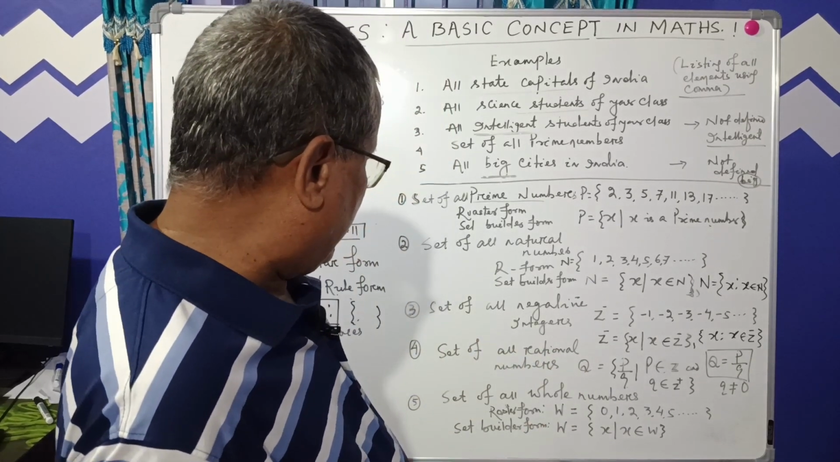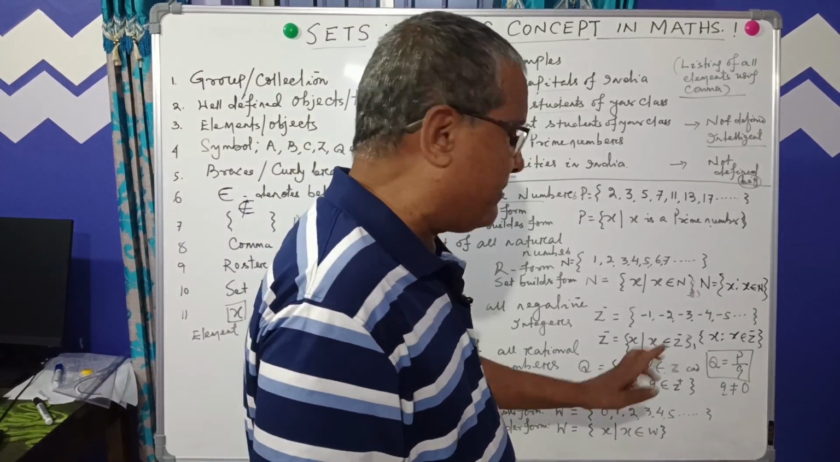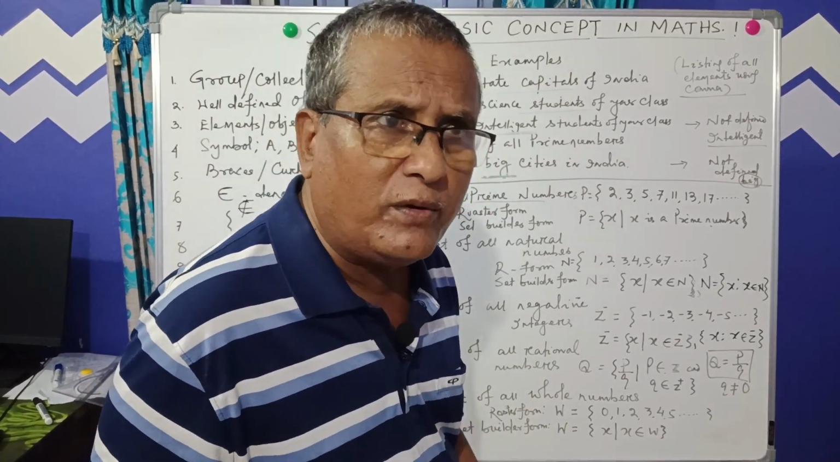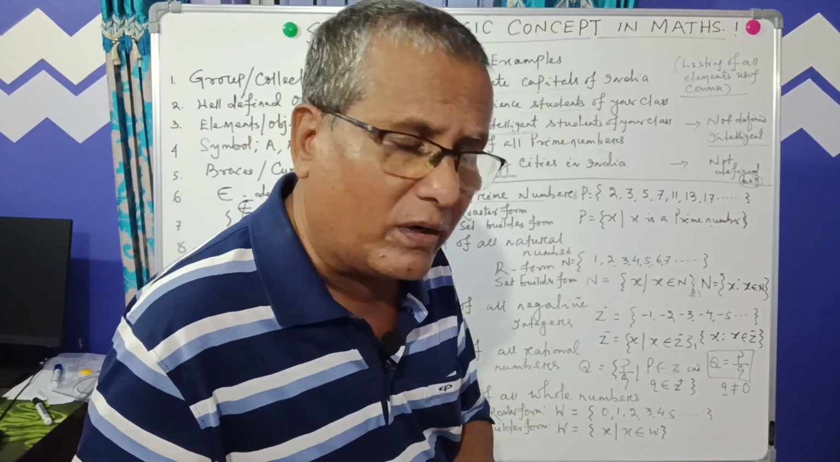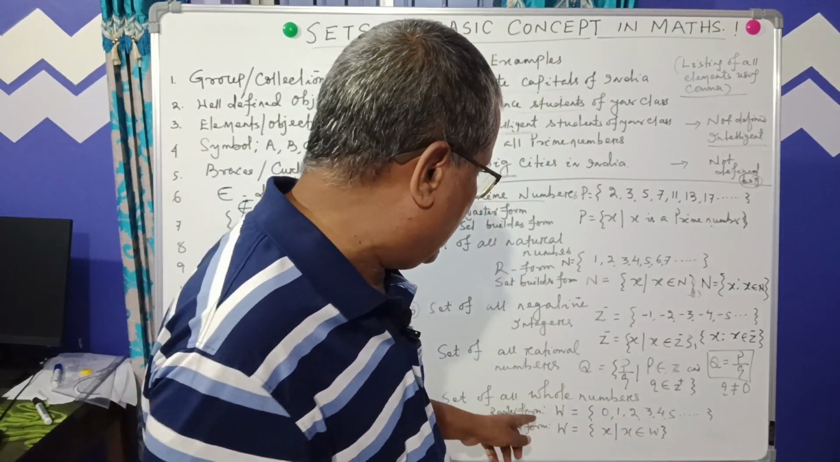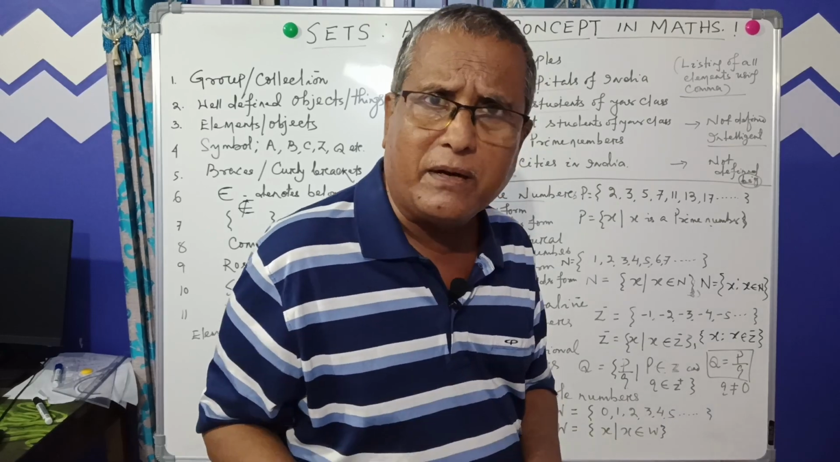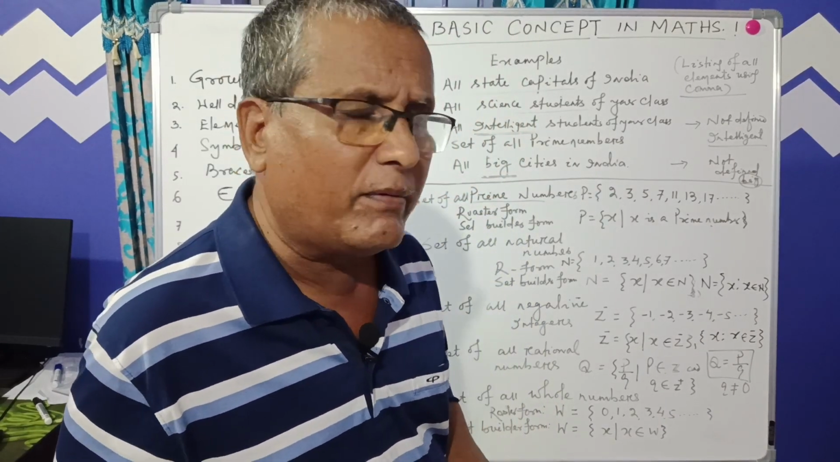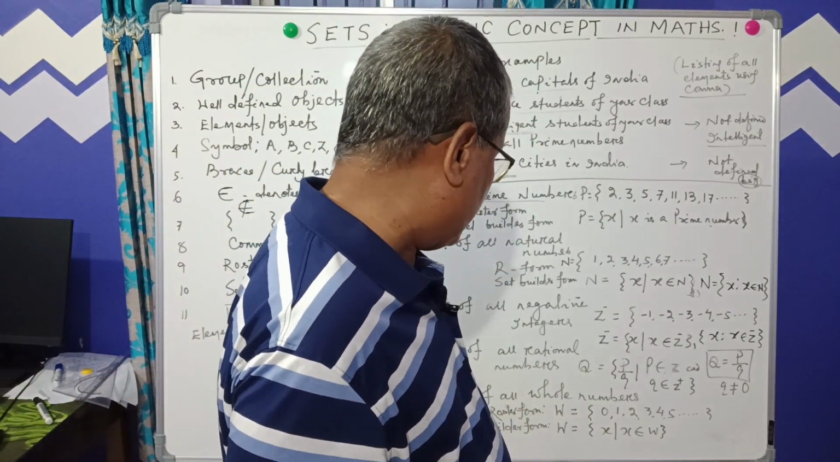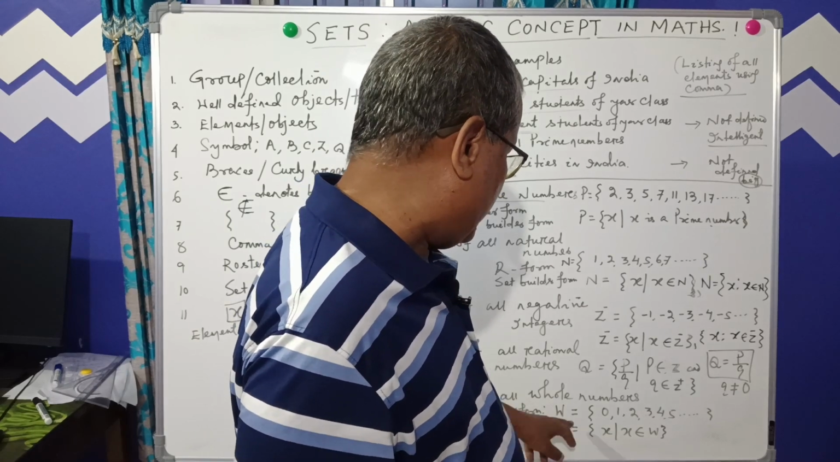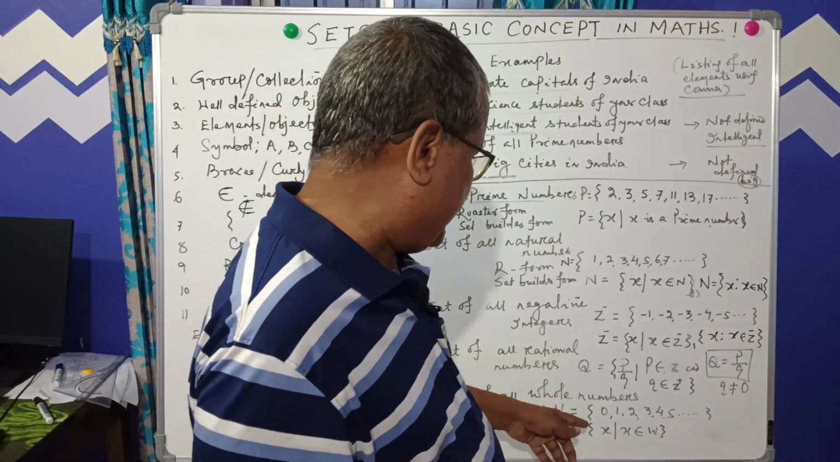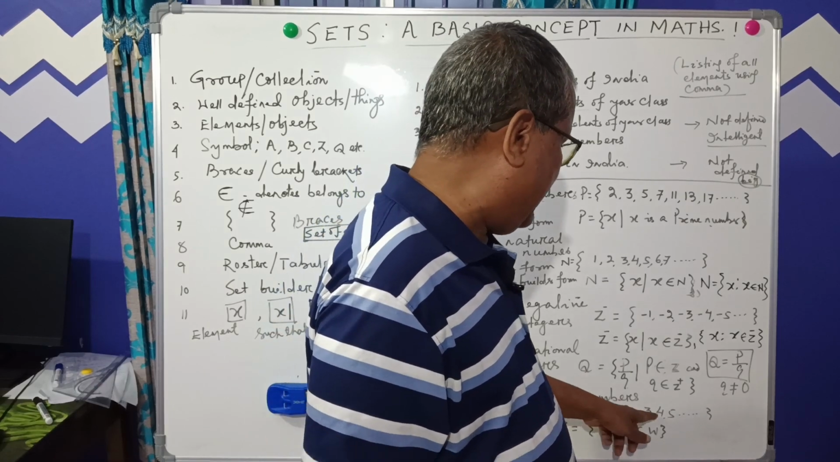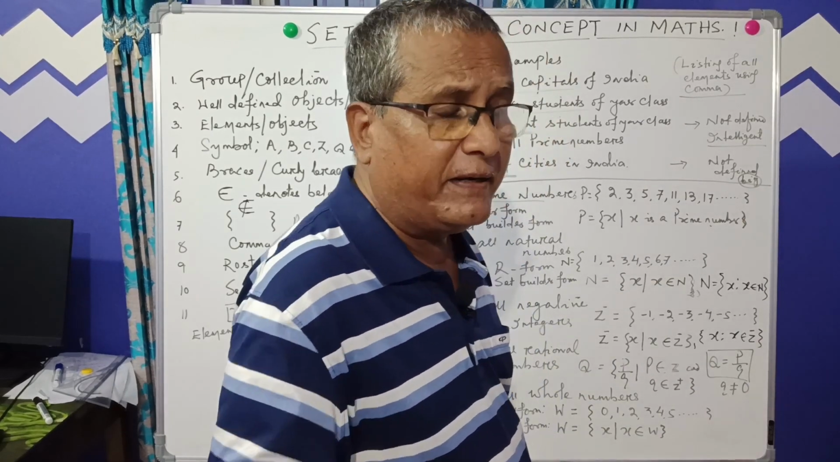Now come to the last one, the set of all whole numbers. You know there are natural numbers. When 0 is added, we call them whole numbers. The set of whole numbers is denoted by the symbol W. You have learned it in class 9 and 10 also. So W is equal to, as per roster form or tabular method, 0, 1, 2, 3, 4, 5, and so on up to infinity.